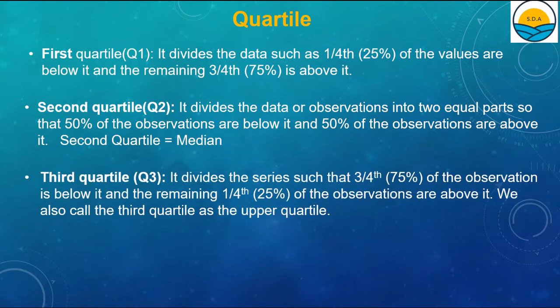Next is Q3 or the third quartile. It divides the series such that 3/4 or 75% of the observations are below it and the remaining 1/4 or 25% of the observations are above it. So the third quartile is also called the upper quartile because practically the third quartile is the last quartile.